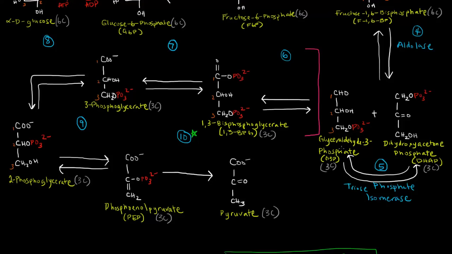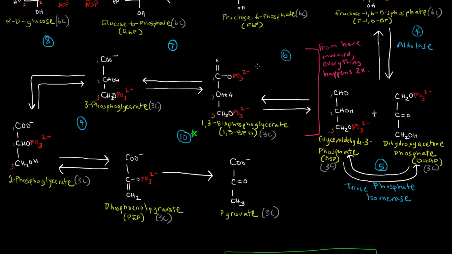Now, after this 5th step, we have 2 G3Ps, which is why I do this pink bracket here. That means every single step that happens from here onward happens 2 times, once for each glyceraldehyde 3-phosphate.